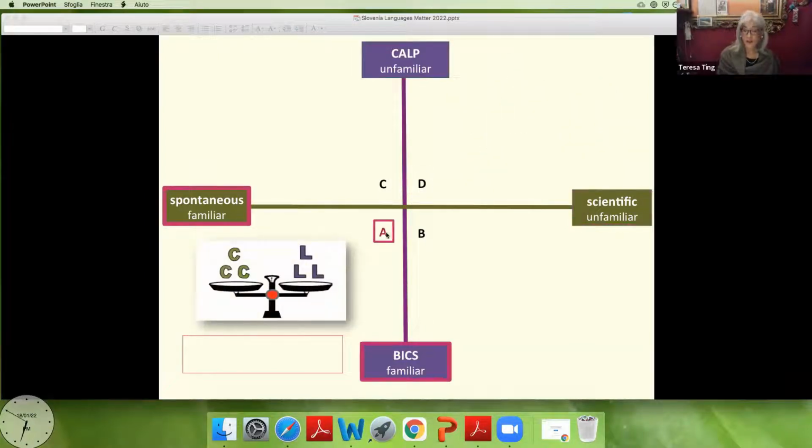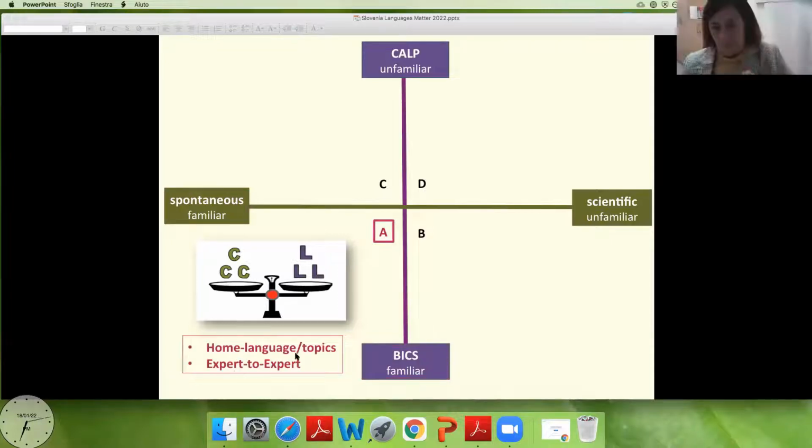Let's look at quadrant A. I want to give you 30 seconds thinking about what could be happening. Who is speaking in quadrant A? I already gave you some hints earlier. Okay, so let's continue. Home language or home topics, or expert-to-expert conversation. It's already familiar knowledge and familiar language between experts.